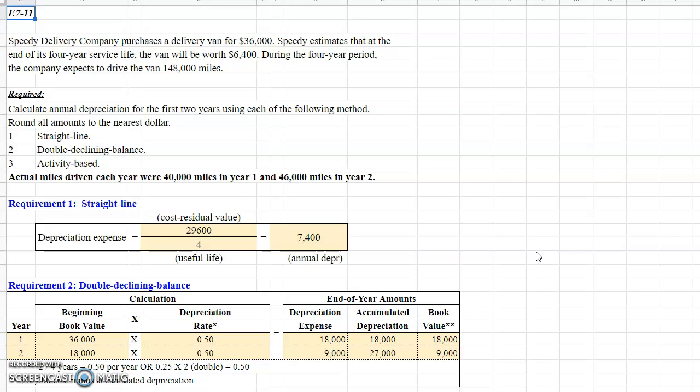It's the remainder of the 36 minus the 18,000. That book value is what we use to calculate year 2 depreciation. Year 2, we take 18,000 times 50%, and we get 9,000. Accumulated depreciation is 18,000 plus the 9 for 27,000, and the remainder of 36,000 minus 27,000 is $9,000 book value. That would become the beginning book value for year 3.